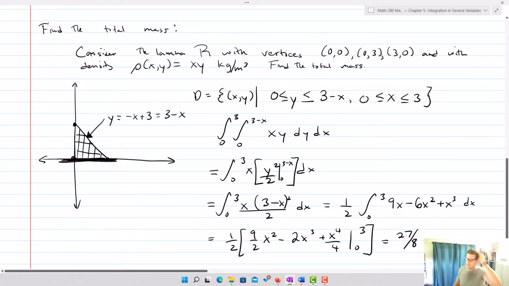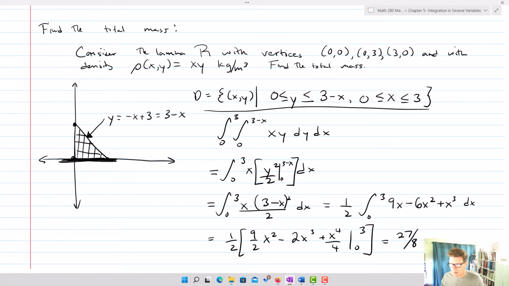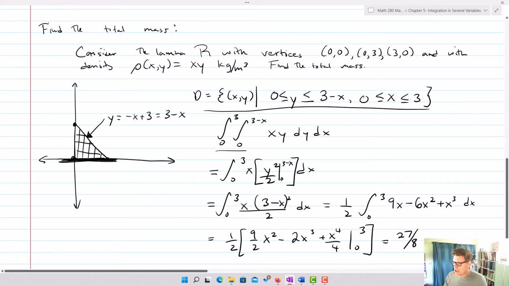Notice the big issue here is to figure out what our region D is, writing it in terms of y in this case, or in terms of x if we wanted to make it type 2. So we find the area of our region being represented by the double integral, and then we have our density function. We're going to evaluate over that area.